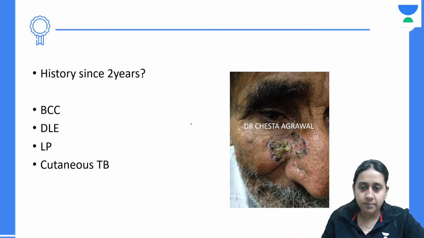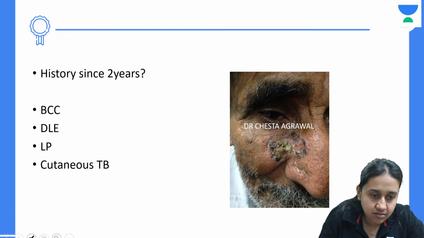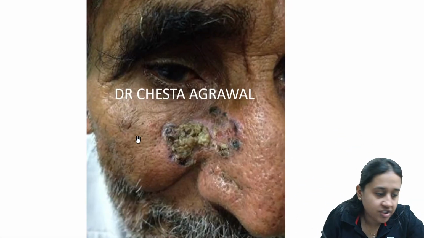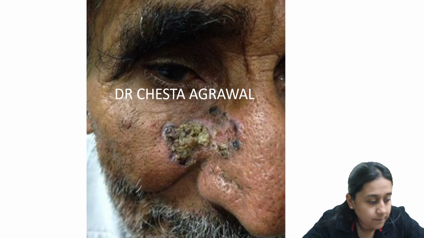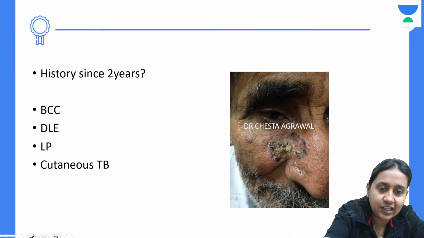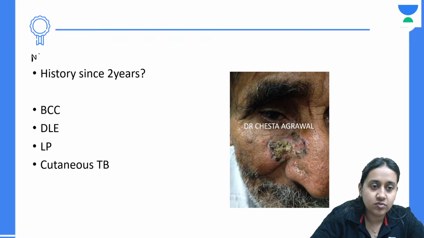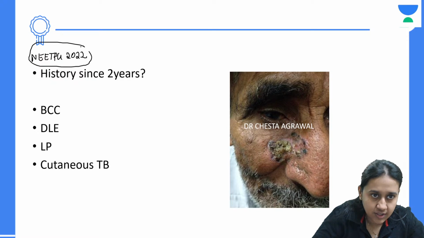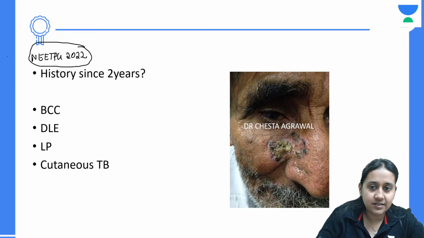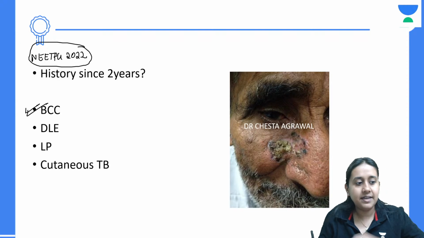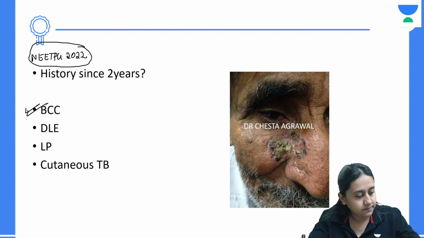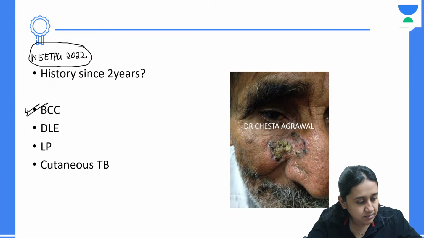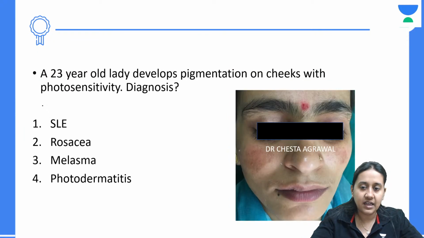Now here we have an old patient with a very characteristic lesion. Duration is more than 2 years. Diagnosis? So we recently got a question in NEET PG 2022 on the same topic. The answer to this question is option number 1, basal cell carcinoma. Next.